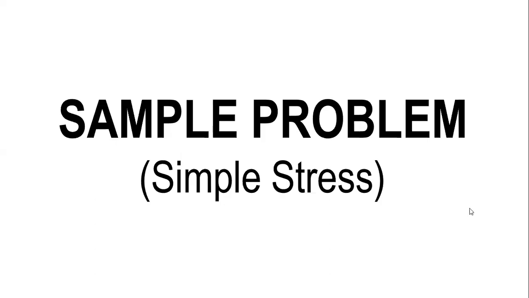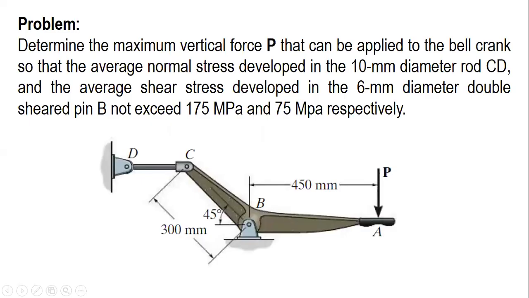In this video, I'm going to solve a problem on simple stress. Here's the problem. Determine the maximum vertical force P that can be applied to the bell crank so that the average normal stress developed in the 10 millimeter diameter rod CD and the average shear stress developed in the 6 millimeter diameter double sheared pin B not exceed 175 megapascal and 75 megapascal respectively.